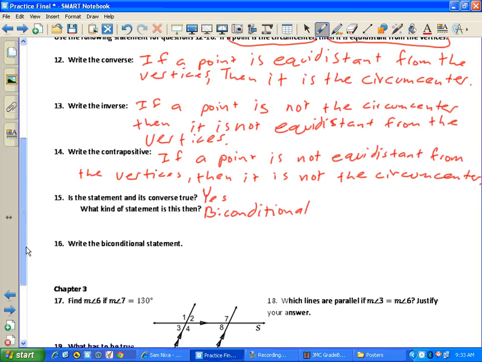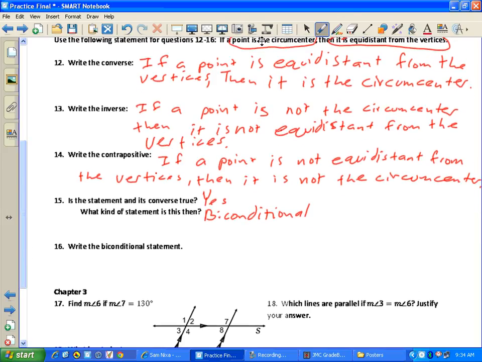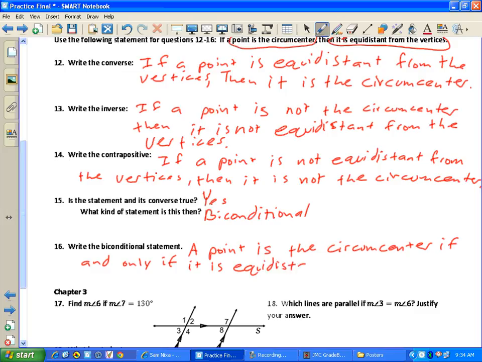In order to write the biconditional statement, we're going to take our hypothesis and conclusion and just write them down. So a point is the circumcenter. That's our hypothesis. Now, in between our hypothesis and conclusion, we put the words if and only if. And then we put our conclusion. It is equidistant from the vertices.